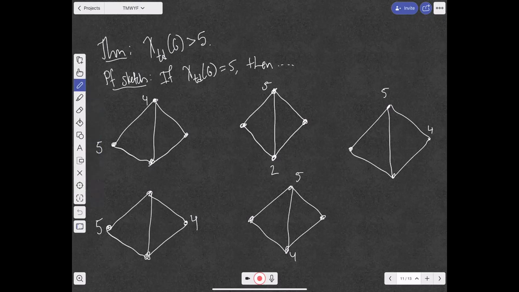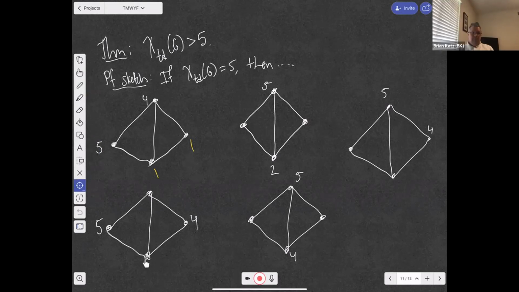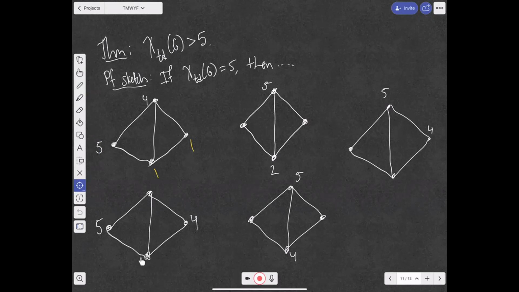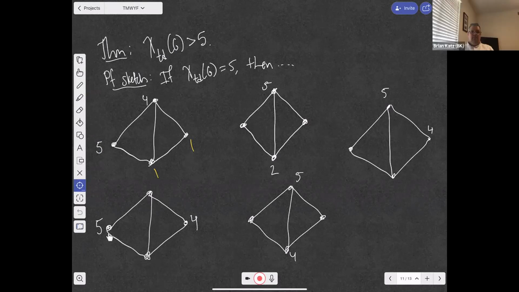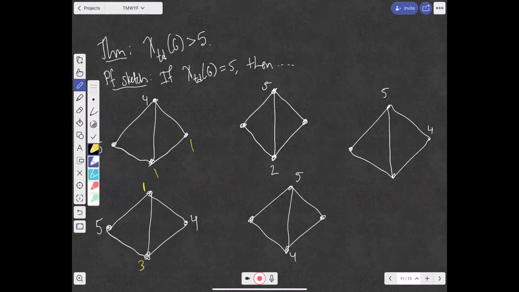So up here, neither of these vertices can be a 2. And actually, neither of them can be a 3 either, because then you get a 3, 4, 5 triple. So both of them have to be 1s, and that's obviously not allowed. And you can go through this one the same way. So down here, neither of these can be 2s. So you have to have a 1 and a 3. But if you have a 1 and a 3, then you'll get a 1, 3, 5 triple at some point, and that's bad.